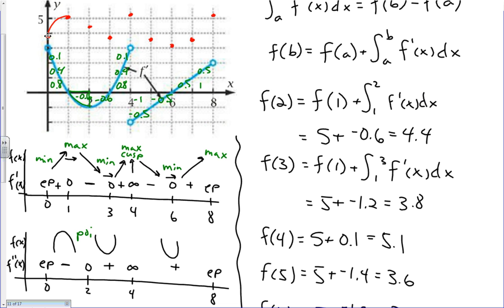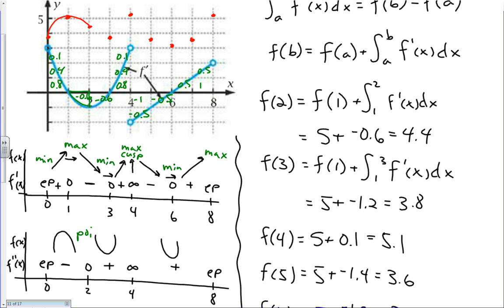Continuing on from 1 to 2, my function now hits a slope of 0 at 1, and then from 1 to 2, it's decreasing. And from 1 to 2, it's still concave down. So it's going to decrease and hit this point right here at 2.